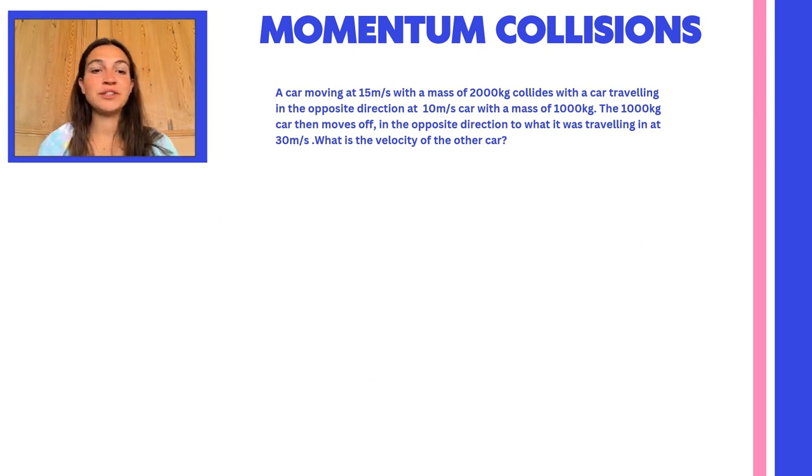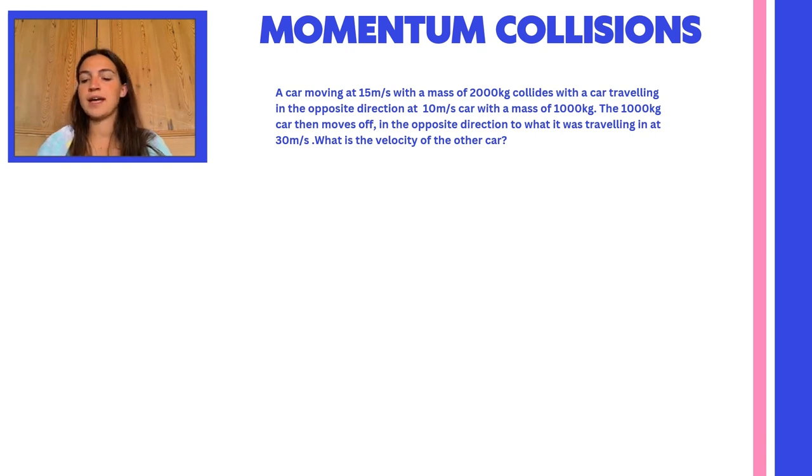Okay, another question. A car moving at 15 meters per second with a mass of 2,000 kilograms collides with a car traveling in the opposite direction at 10 meters per second, with a mass of 1,000 kilograms. The 2,000-kilogram car moves off in the opposite direction to what it was traveling in at 30 meters per second. What is the velocity of the other car?